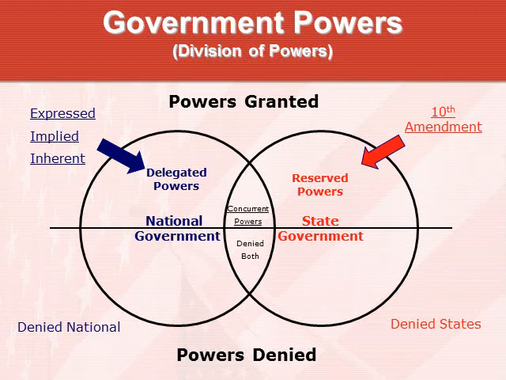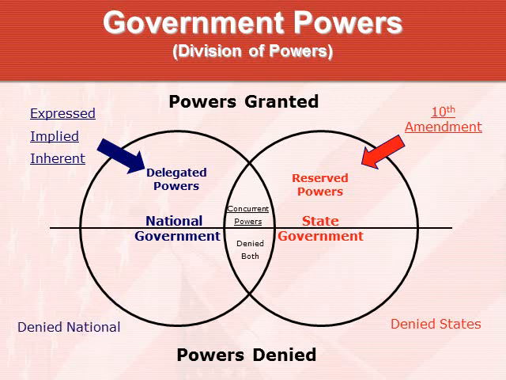There are also powers which are given concurrently to both the national government and the state governments. They may be exercised separately or simultaneously. It gives the power to collect taxes, define crimes, and condemn or take private property for public use, such as with eminent domain.